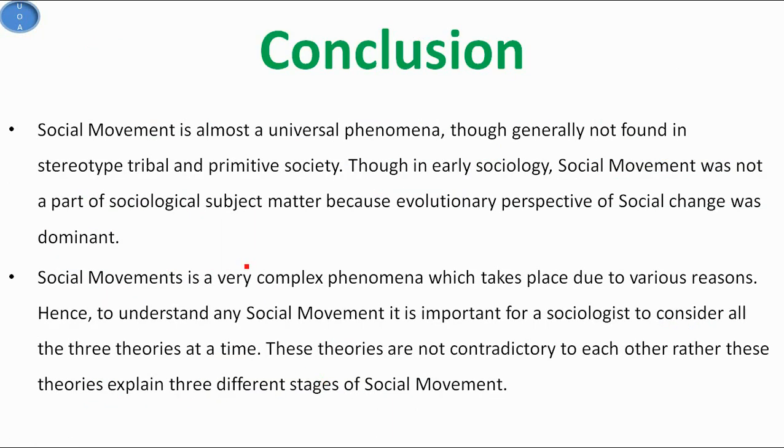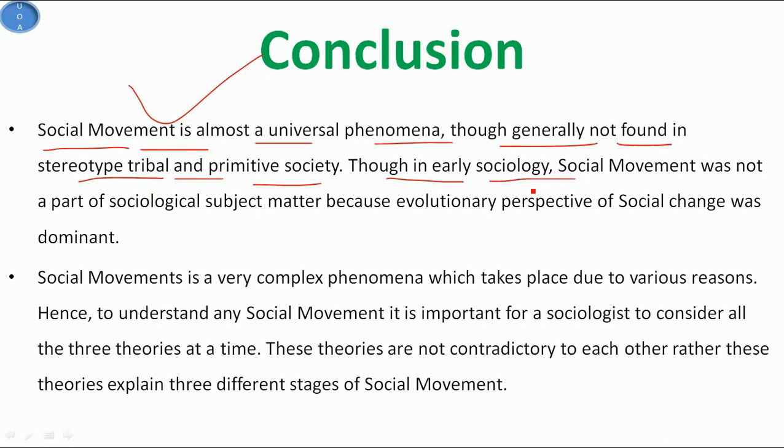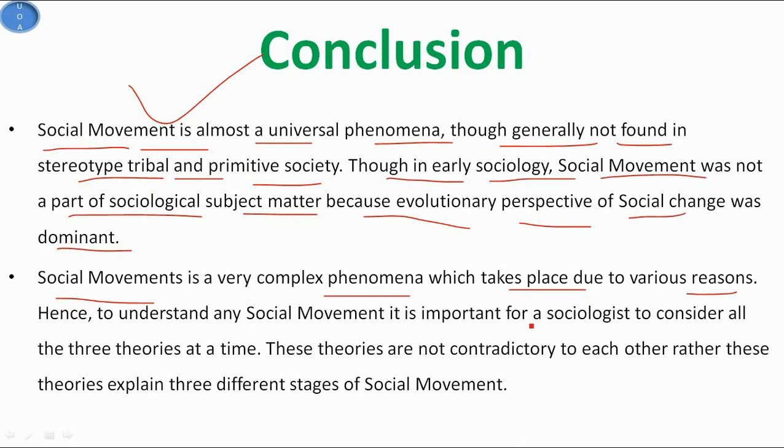So now we consider the conclusion of the social movement. Social movement is almost a universal phenomenon, though generally not found in stereotyped tribal and primitive societies. Though in early sociology, social movement was not a part of sociological subject matter because the evolutionary perspective of social change was dominant. Then, social movement is a very complex phenomenon which takes place due to various reasons.